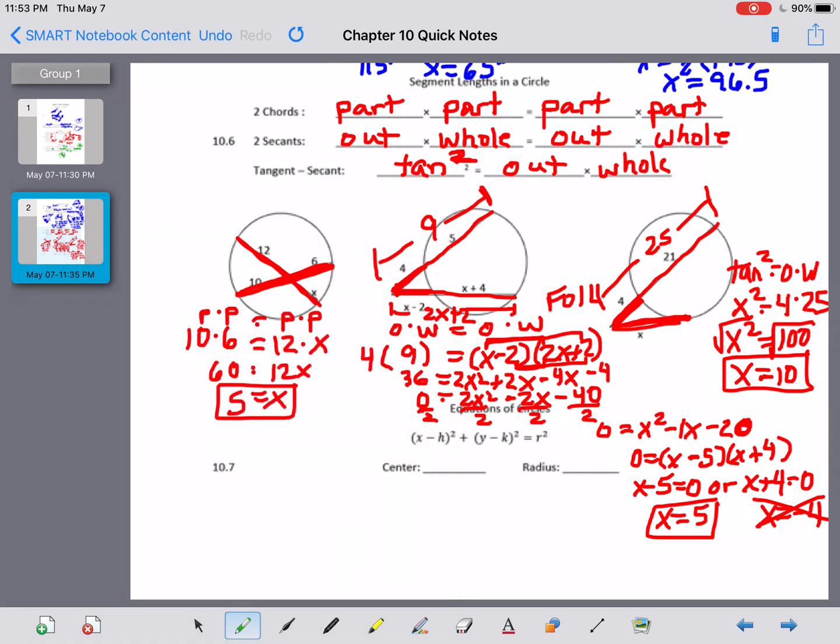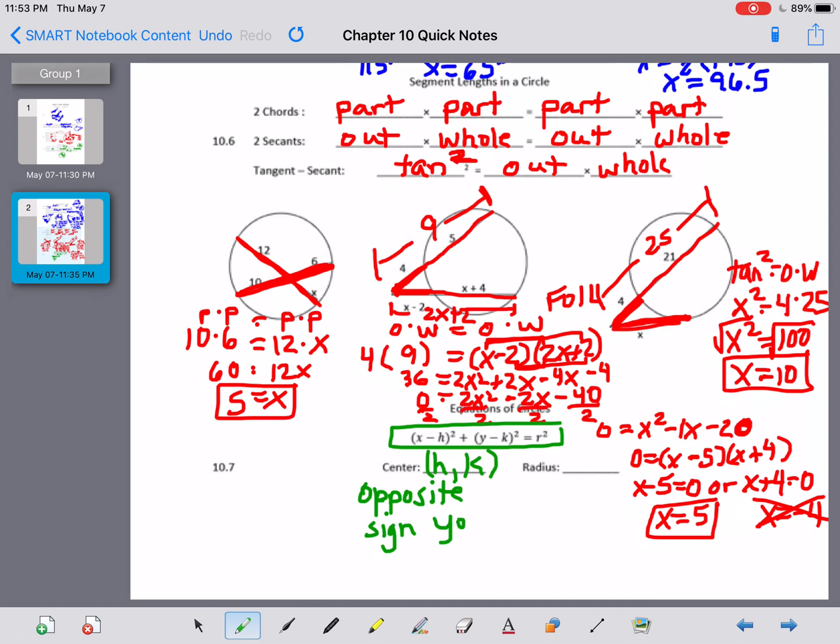Equations of a circle. We always start with this equation, x minus h squared plus y minus k squared equals r squared. The center is always opposite your h and k. So h and k, and it's opposite the signs. Let me write that little note for us so we don't forget this. Opposite the sign you see. Okay?